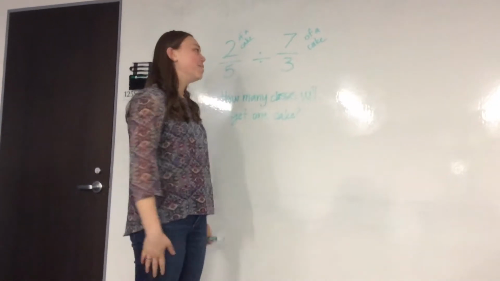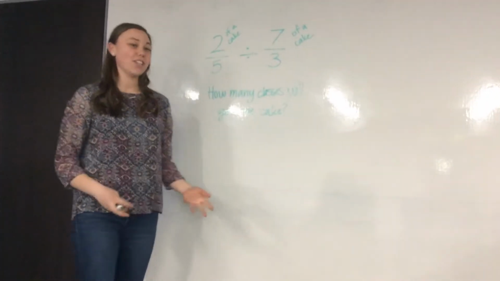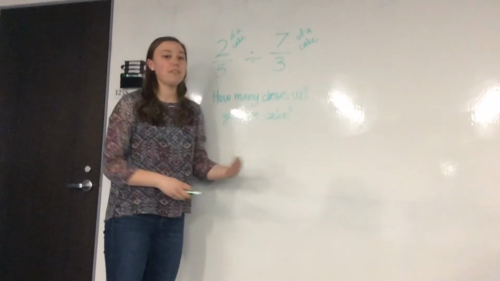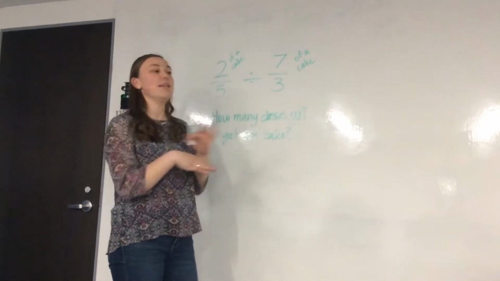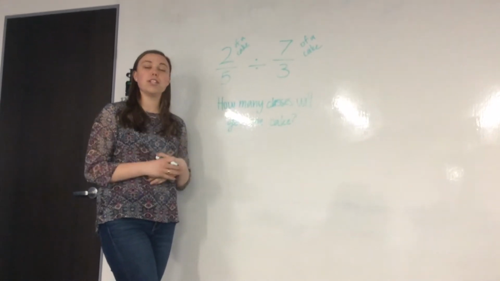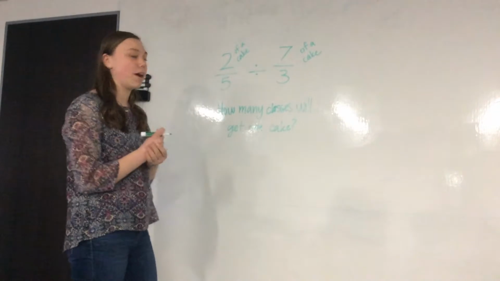Hi everyone, today we are going to be talking about measurement division with fractions. So our example problem is 2/5 divided by 7/3. What I've done is I've made this into a word problem, so that's a little easier to understand the definition of measurement division when it comes to working with fractions.